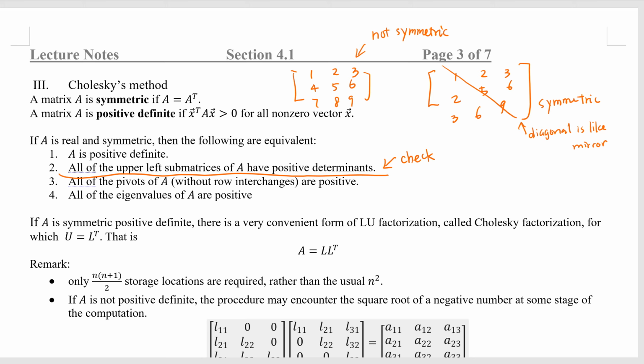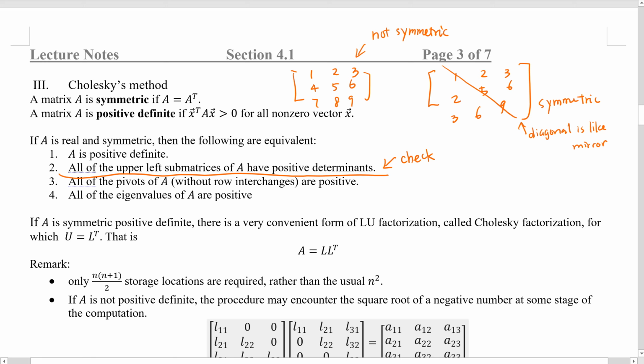So when you want to check whether a matrix is positive definite, first you want to make sure it is real and symmetric. And then you can check whether all the upper left submatrices have positive determinants. If yes, then this matrix is positive definite. Okay?